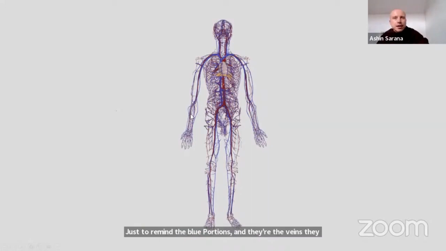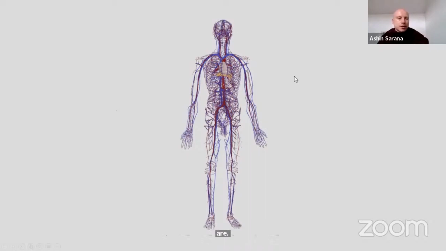Just to remind, the blue portions, they are the veins. They contain the blood that's returning back to the heart because it has shared its oxygen, or it has given its oxygen to the body. And the red tubes, they are fully oxygenated blood that is traveling towards the body to provide oxygen.